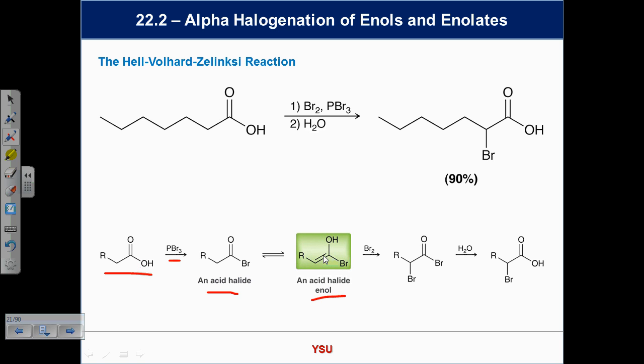So after that, we have our lone pair here, our double bond. We can go after the bromine, kick out Br-, and we get an alpha bromo acyl bromide. That's not what we want. We're not quite there. What do you think we have? Well, it says there.